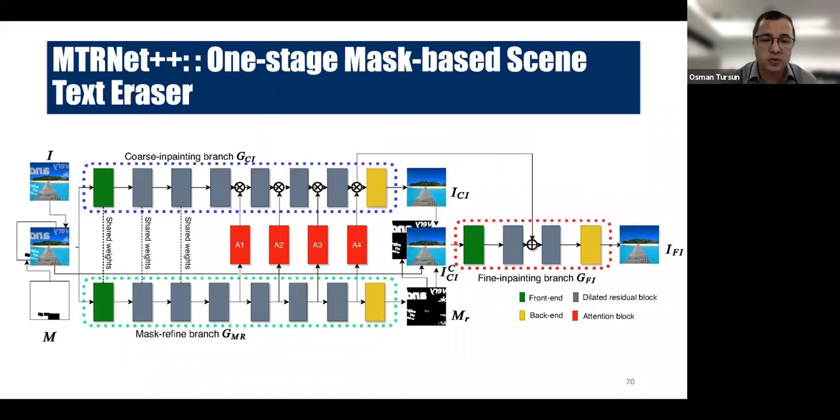So let's look at our whole framework. Our framework is composed of three parts: the coarse inpainting branch, the fine inpainting branch, and the mask refining branch. In the middle of the coarse and the mask refine branches, we have attention branches. These attentions will help to locate the text, which is helpful for text localization.